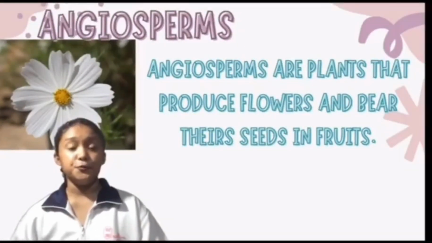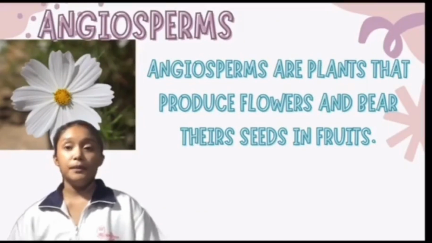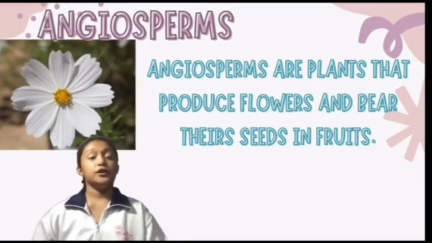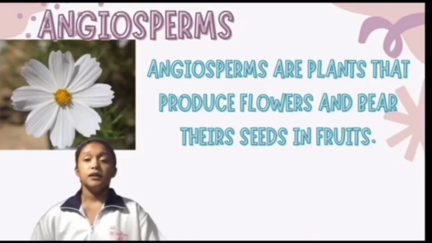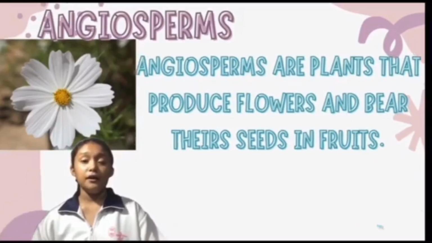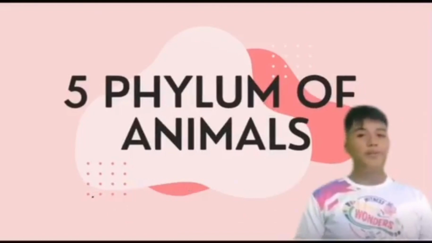Last is the angiosperms. Angiosperms are plants that produce flowers and bear seeds and fruits. So the characteristics of angiosperms: it is vascular, seed-bearing, fruit-bearing, and flower-bearing. The 5 phyla of animals.